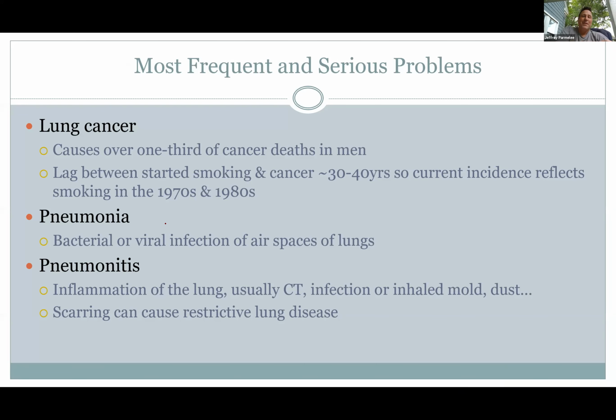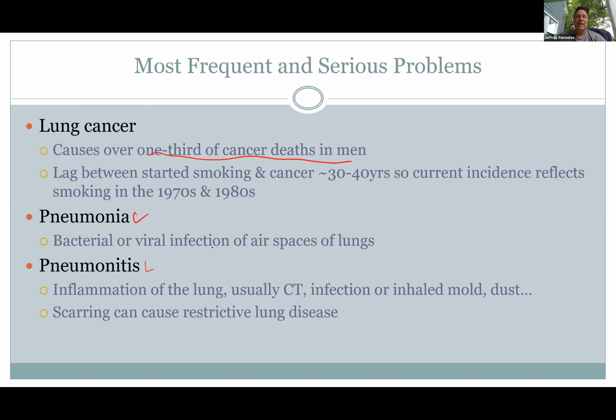All right. Lung cancer. You guys know it's one of the ones you don't want to hear. It has the greatest mortality. And interestingly, there's a lag: we're looking at lung cancer rates now, so we need to look back to the 70s and 80s to see when these people started smoking. We'll talk about how you calculate pack years, but lung cancer, yeah, not a good one at all. And then we'll talk about pneumonia today, bacterial and viral infections of the lungs.